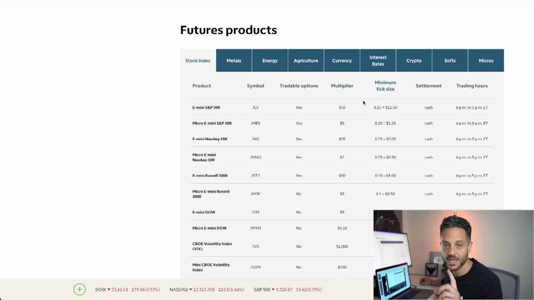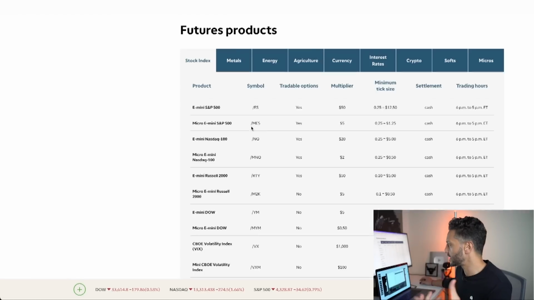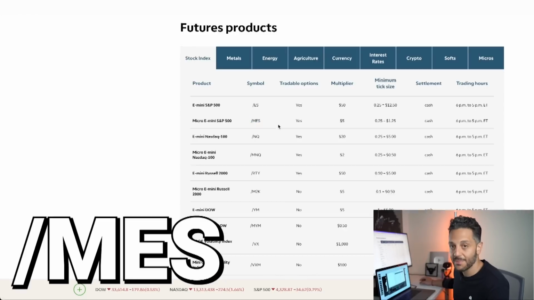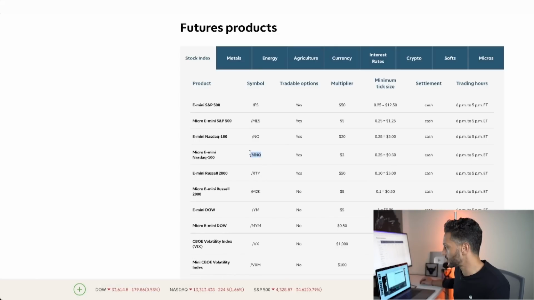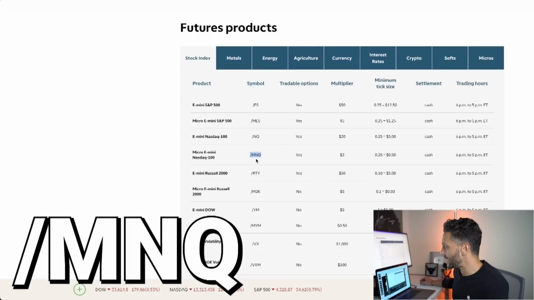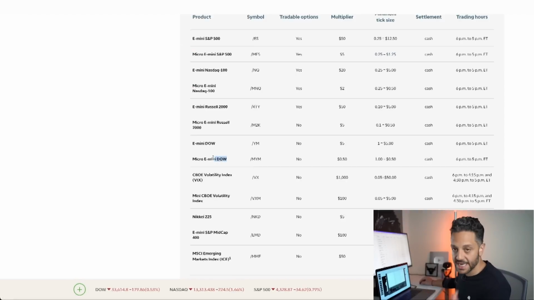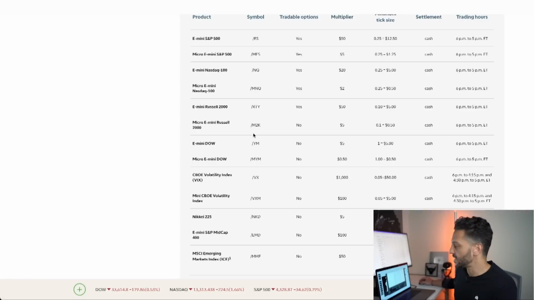Now, luckily, we have something called micro futures. Micro futures were created in order to allow retail traders to participate more. The two most liquid micro futures are the S&P 500, which is /MES, and the micro E-mini NASDAQ 100, which is /MNQ. Now, the Dow Jones has one as well, so does the Russell, but these two are not as liquid as the S&P 500 ones and the NASDAQ ones.